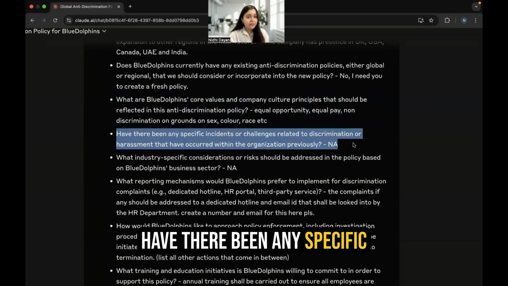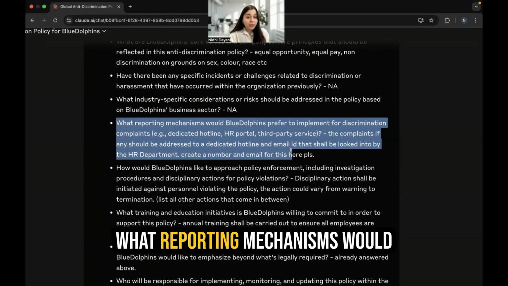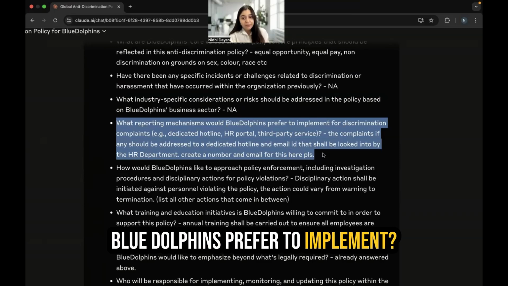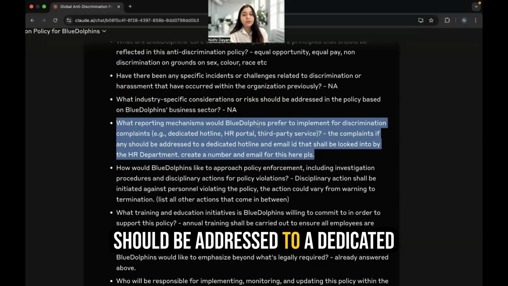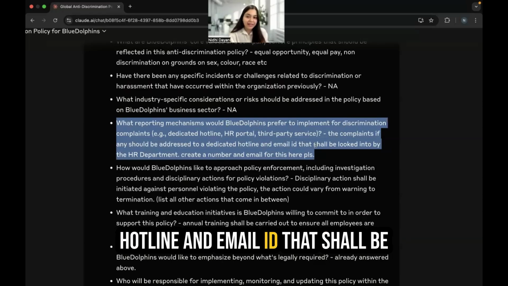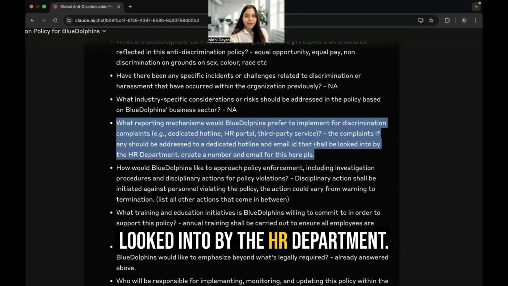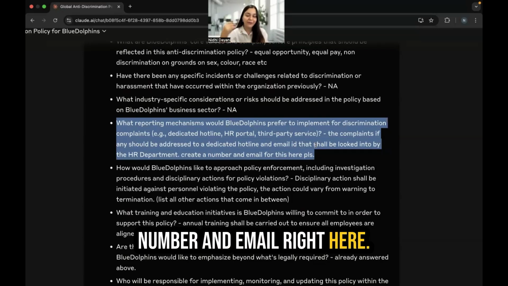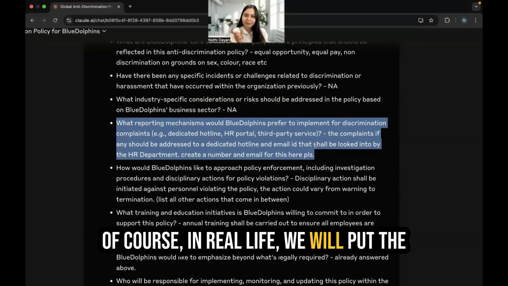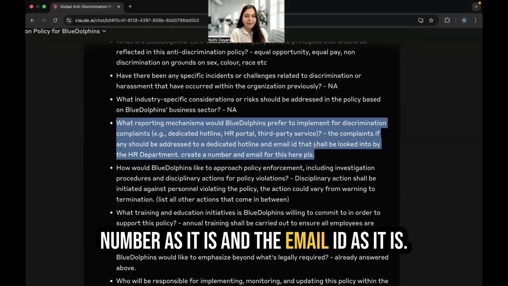Have there been any specific incidents or challenges? What reporting mechanisms would Blue Dolphins prefer to implement? So I say the complaints, if any, should be addressed to a dedicated hotline and email ID that shall be looked into by the HR department. I've also asked AI to create a number and email right here. Of course, in real life, we will put the number as it is and the email ID as it is.